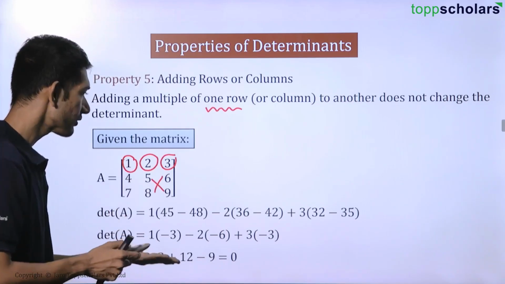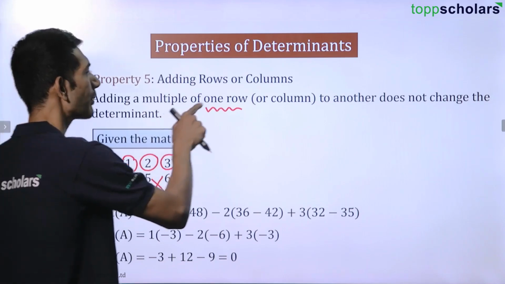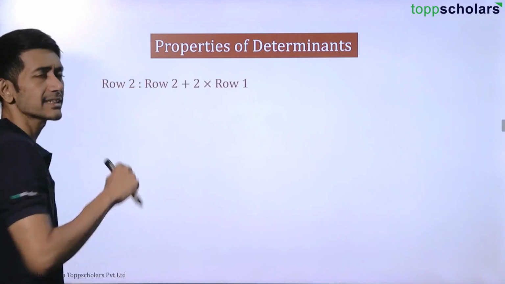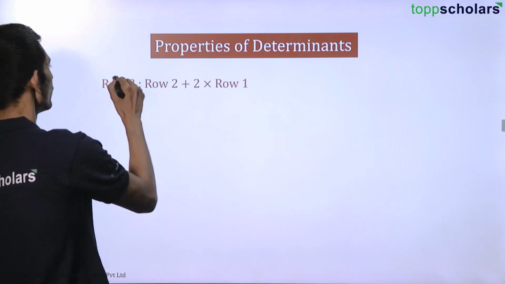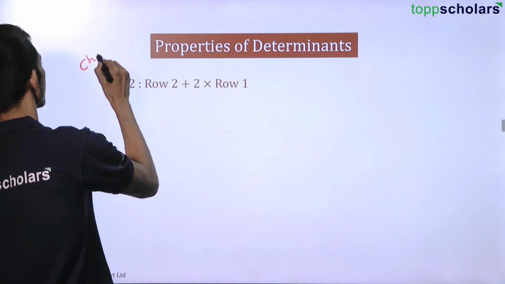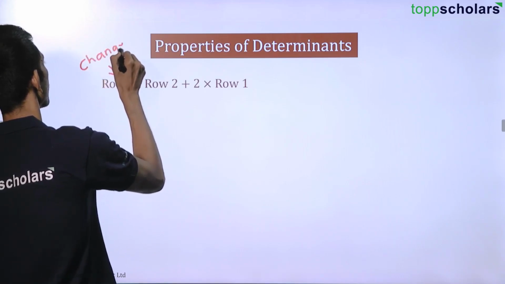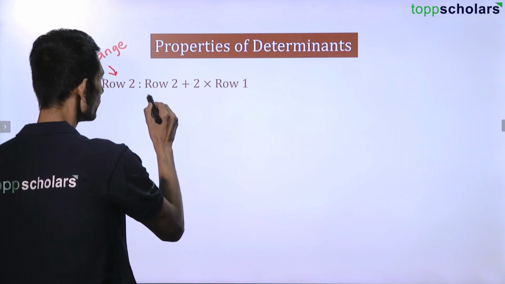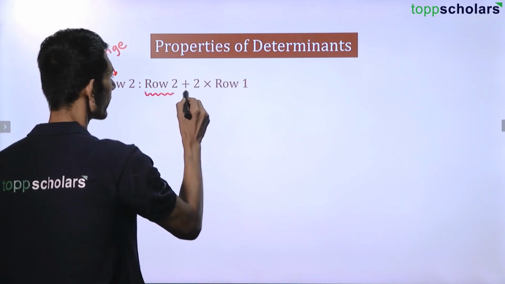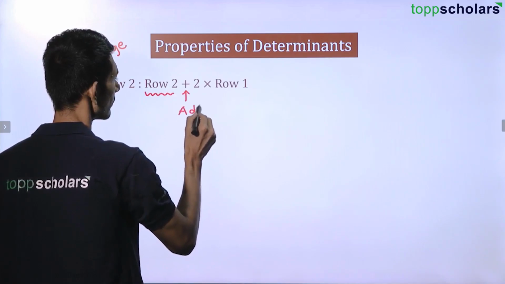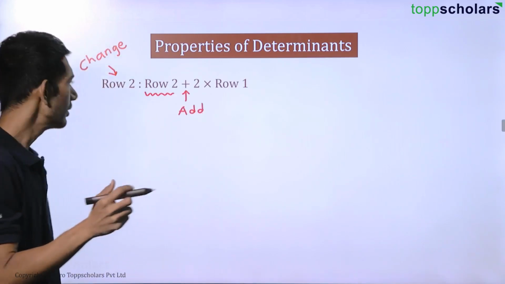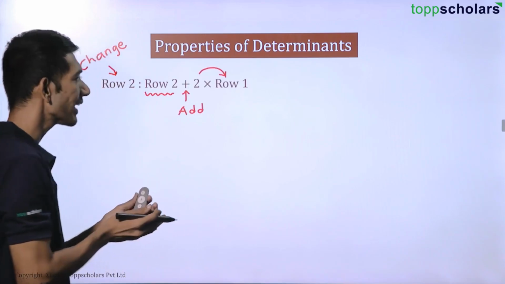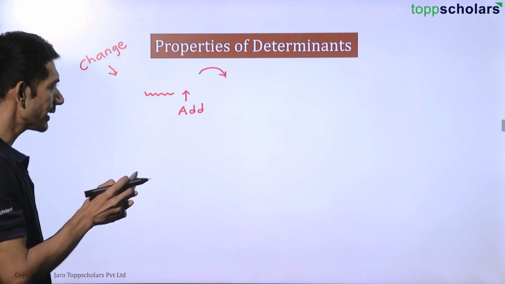Now, since the determinant of this is 0, we are going to add a multiple of one row to another. Let us see how to do that. Understand this statement first. We are changing row 2. How? In row 2, we are adding 2 times row 1. That is, we are adding double of row 1. So let us try to understand this first.